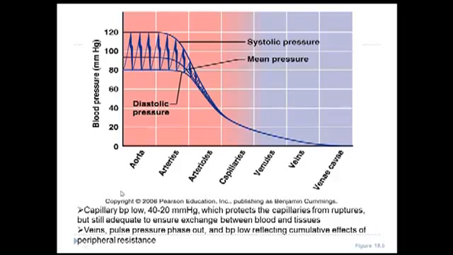And then going on further to the next little bullet down here, it just says veins, pulse pressure, phase out, BP lowering, low reflecting cumulative effects of peripheral resistance. Basically, the further you get from the left ventricle, which is our source of pressure, the less pressure you're going to have. As we spoke of the length of the blood vessel, the more length, the more resistance you get. So once we start getting into the vena cava, that blood has traveled quite a distance, and there's been enough resistance to drop the pressure significantly.